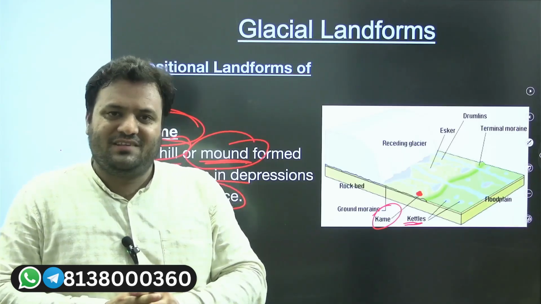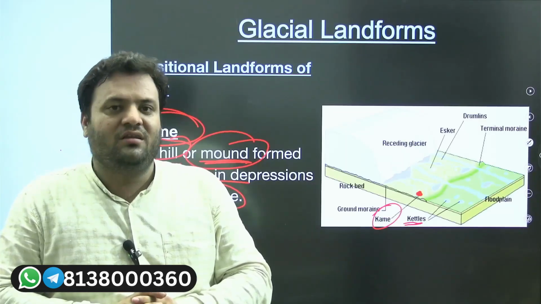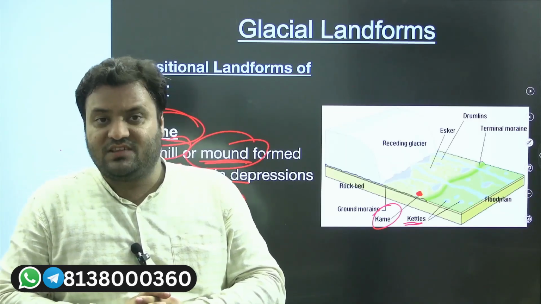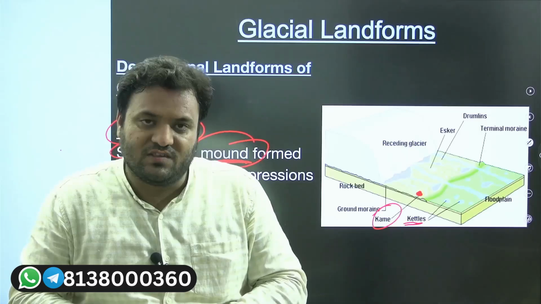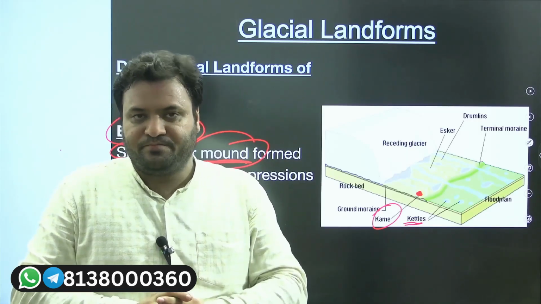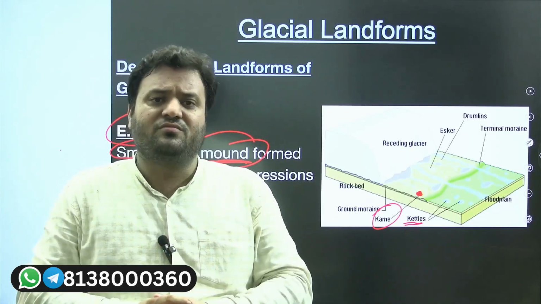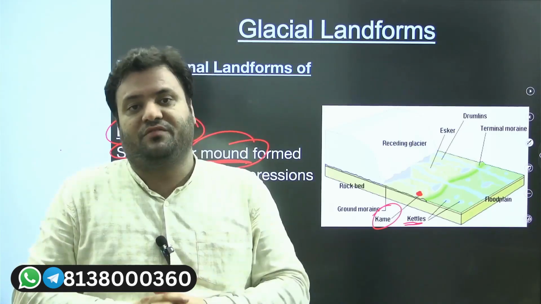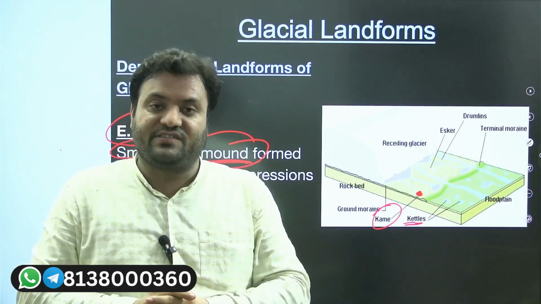Okay, with this, that's all about the glacial landforms. In the next session, we will be starting with the Aeolian landforms. We'll be starting with the karst topographical features, karst landforms, we will be focusing upon.